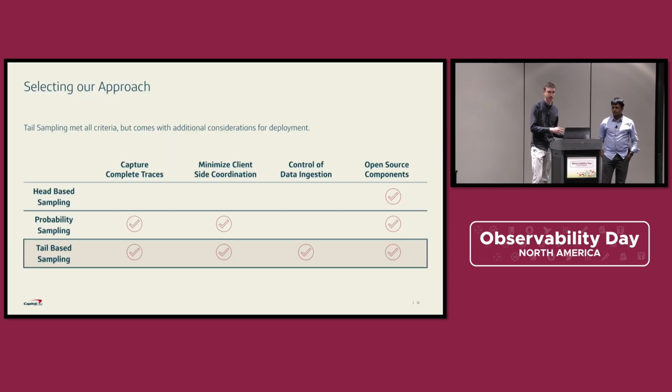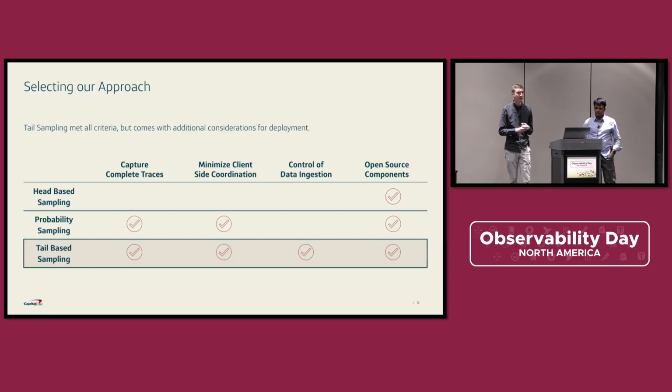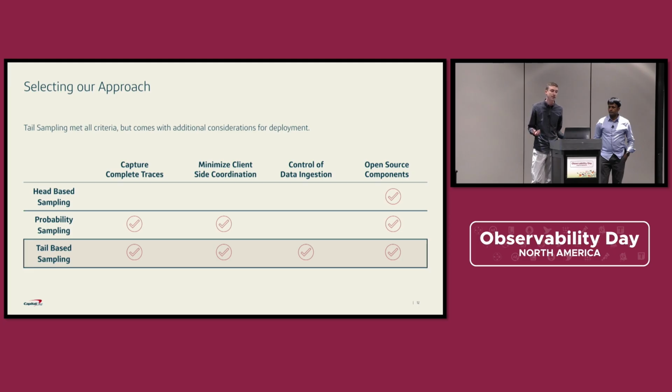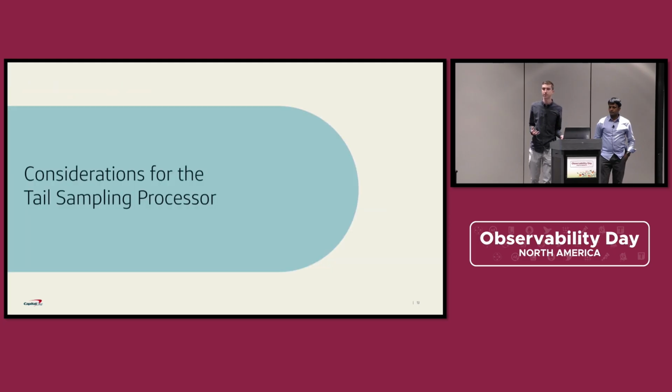So let's look back at our goals that Sateesh outlined and compare and contrast these. We can capture complete traces as long as we do it at the gateway, because as a central team, we can enforce those rules. We also minimize the client-side changes if we do it at the gateway. So probabilistic solves us here. But when we get to the control aspect, that's where tail sampling stands out. It gives us control over exactly what we want to sample, what we don't want to sample, rules, how to filter. That's what makes tail sampling the solution we wanted to implement. But like I was saying, that adds a lot of additional complexity to deployment.